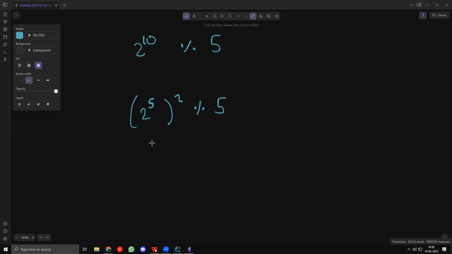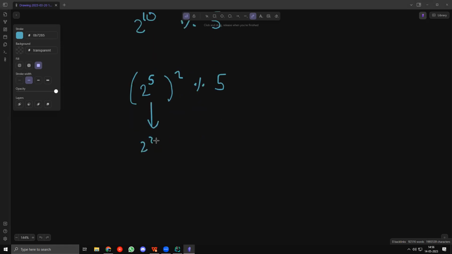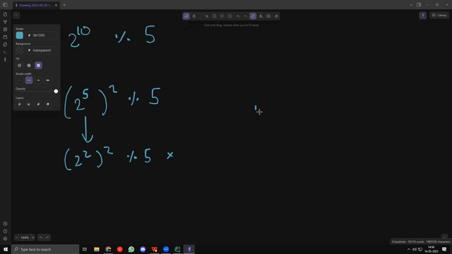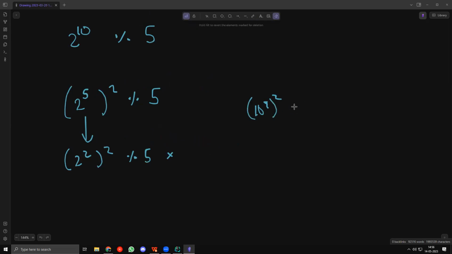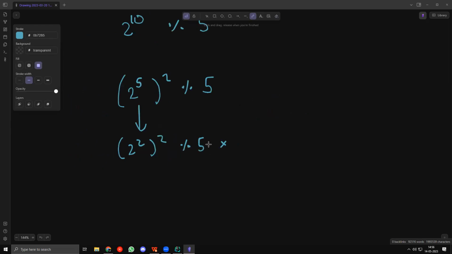Now for 2 to the power of 5, I'll say this is 2 to the power of 2 squared modulo 5 times 2. So we actually first take modulo, because otherwise it will be large values, right? What if it's like 10 to the power of 9 squared? If you take modulo, this won't overflow, but if you multiply it by a again, this might overflow, right? So for every operation, you need to take the modulo. So I'll take 2 to the power of 2 squared modulo 5 times 2 modulo 5 again.